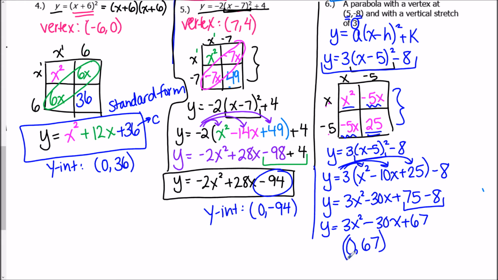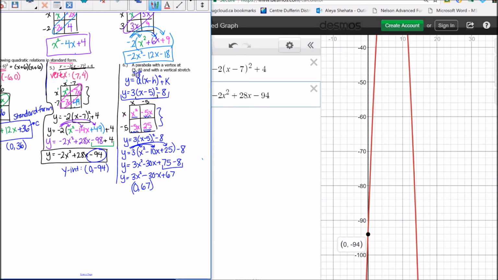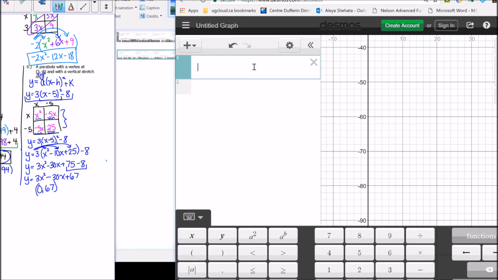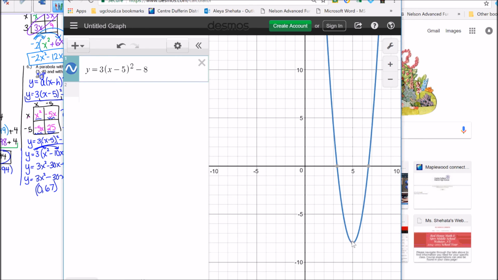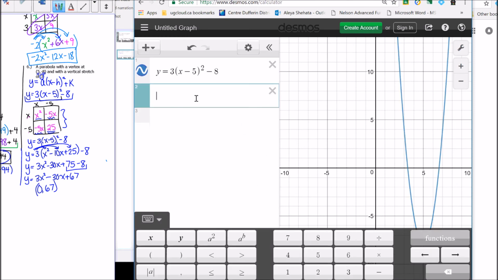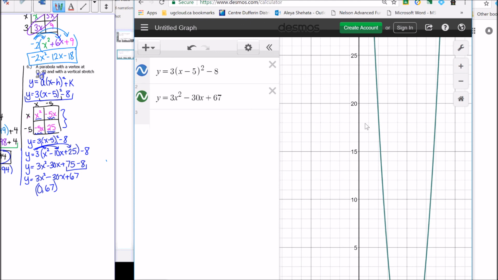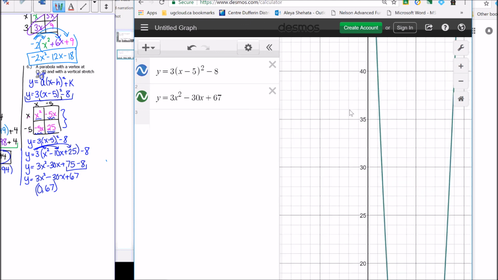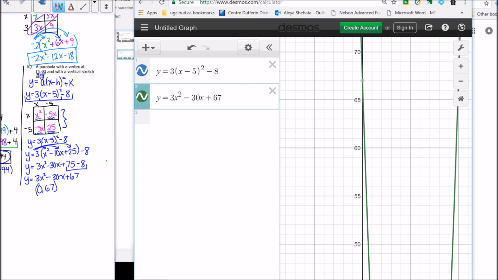So let's again use Desmos to double check to make sure that we did this correctly. I will type in y equals 3 times (x minus 5) to the power of 2 minus 8. And I'm going to adjust the zoom so I can see things a little bit better. And it does have a vertex at (5, -8), which is great. That's exactly what we need. And then let's type in right here, y equals 3x squared minus 30x plus 67. And they are right on top of each other, so that's good news. And then if I scroll all the way up to 67 right here, I'm going to see that my y-intercept is at (0, 67). So I'm good to go for that question, and that's all I need to do.